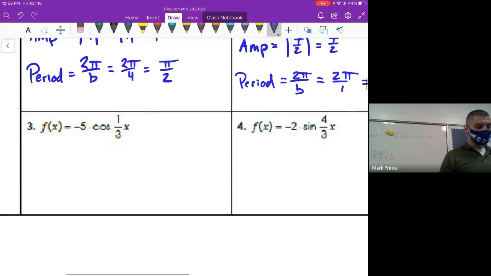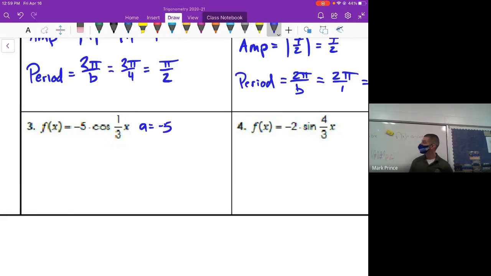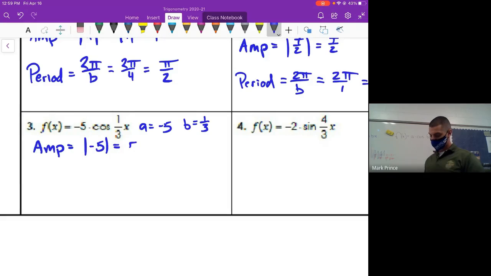Then we have cosine. Now these get fun. When B is a fraction, a little more work to do. So A is -5, and then B will be 1/3. Amplitude's always cut and dry. It's easy. So it's the absolute value of -5, which is 5.